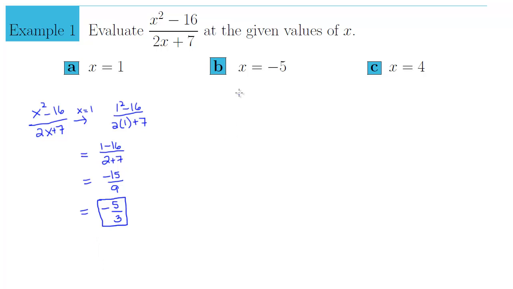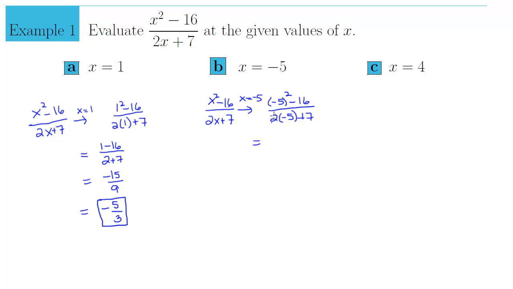Cool, let's work the next example. B, x is negative 5. So again, we take our rational expression that we started with, x squared minus 16 over 2x plus 7. And this time, instead of replacing the x's with 1s, we're going to replace them with negative 5s. So we're going to let x be negative 5 and see what happens. So this time, we're going to take negative 5 squared minus 16, all divided by 2 times negative 5 plus 7.